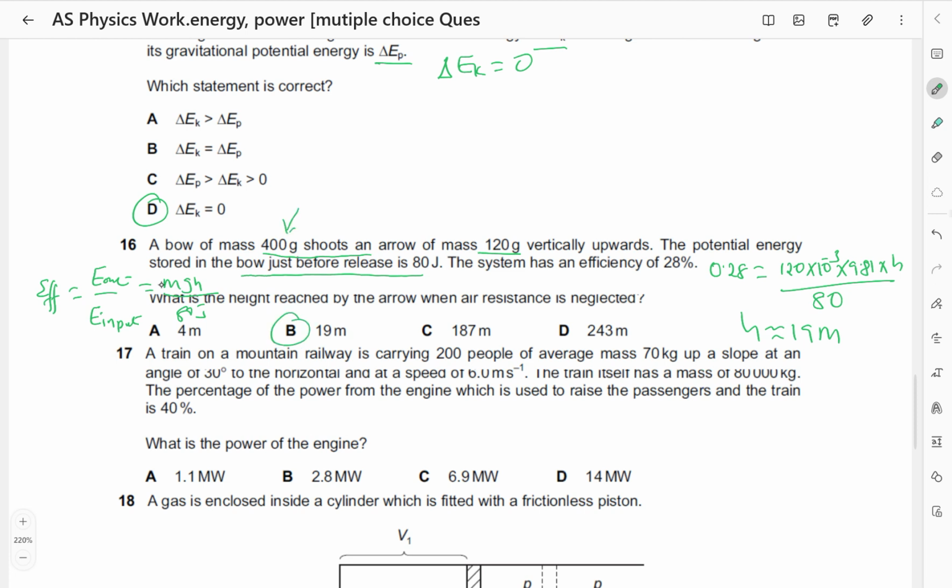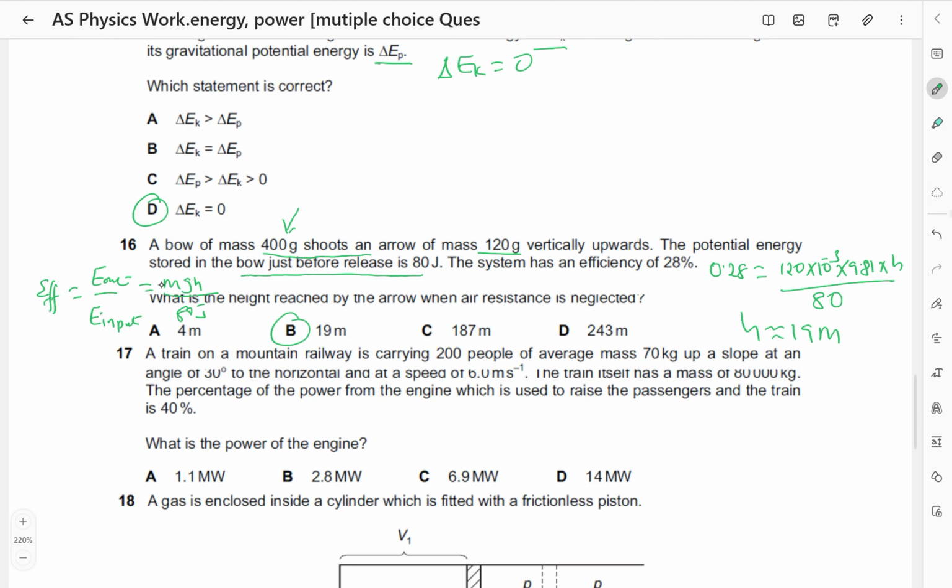Somebody may be asking, why didn't I use 400 grams? They said air resistance is neglected. That means you would also use conservation of energy. But since they gave us efficiency, it was easier to use efficiency.